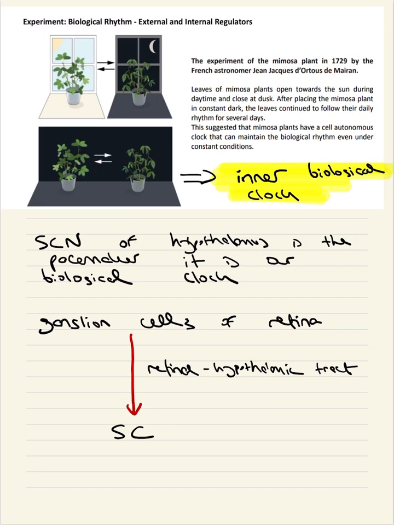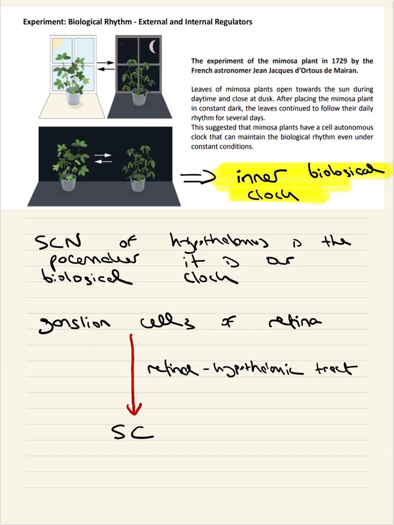Now, here's an experiment, which I'm going to explain. There's a plant, and the plant is in front of a window, and it sees light in the day and dark in the night. Basically the behavior of this plant is that it has its leaves open in the day and its leaves closed in the night.